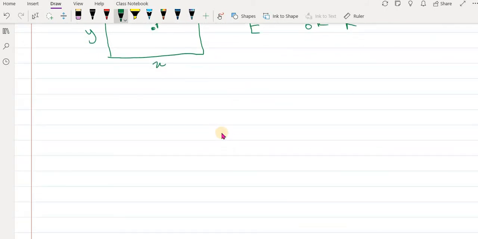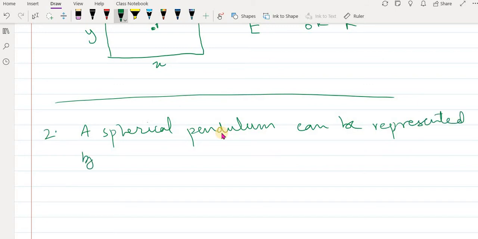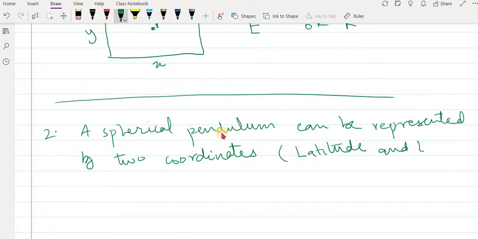The second is, let's take an example of a spherical pendulum. A spherical pendulum can be represented by two coordinates, and these coordinates are latitude and longitude.